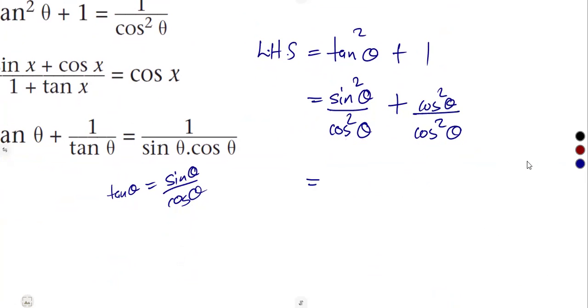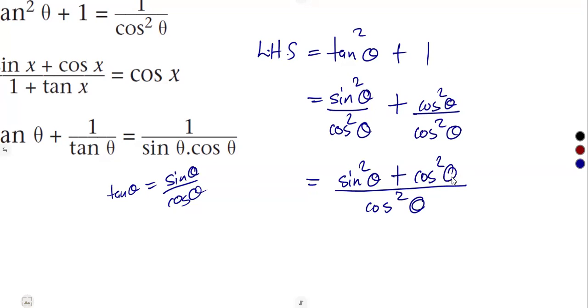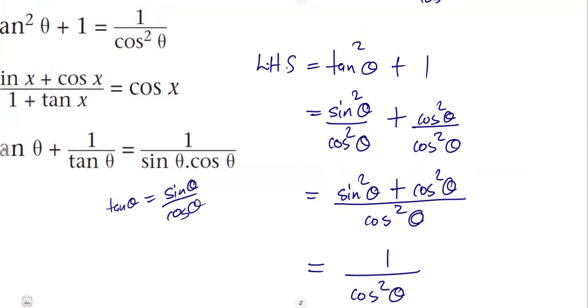Mathematically, if your denominators are the same, you just combine the numerators under that denominator. So it will be sine squared of theta plus cos squared of theta. We know sine squared plus cos squared is 1. So this is 1 over cos squared of theta, exactly what we have on our right-hand side. Just like that, we are done.